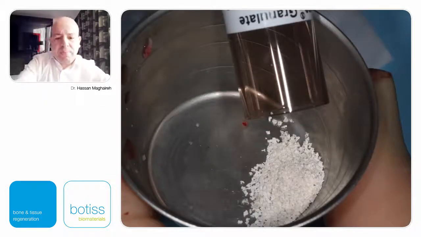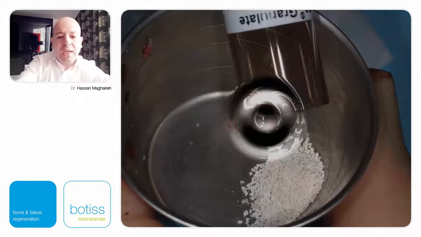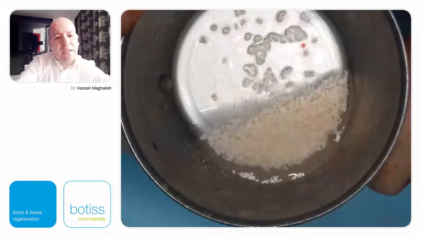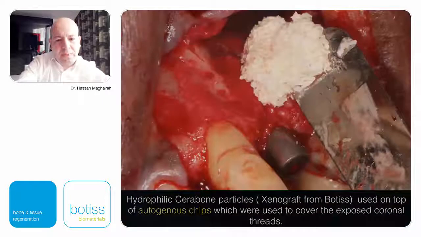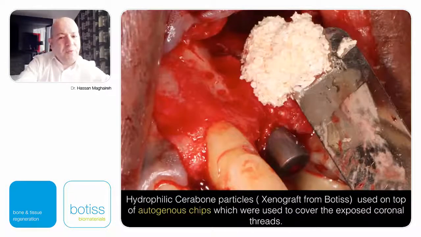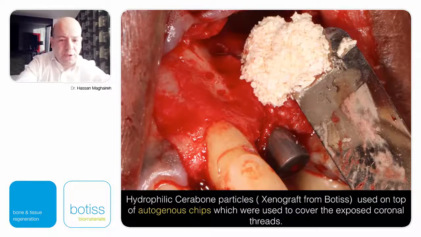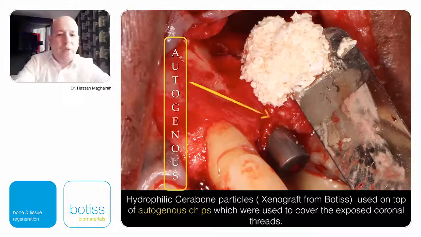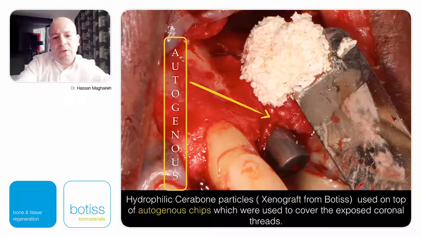back and use your cerabone. In this case, I decided to use cerabone, which is a xenograft from botiss, because all I wanted here was to get the nice convexity, which is going to make the soft tissue look good and give us this natural feeling we would like around our dental implants. So this is my cerabone, and what I like about cerabone is that it's hydrophilic, which makes it very easy from a handling point of view. You can see they grab together. They don't just go everywhere. So from a manipulation point of view, that's very easy.